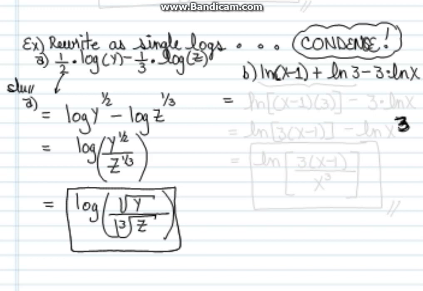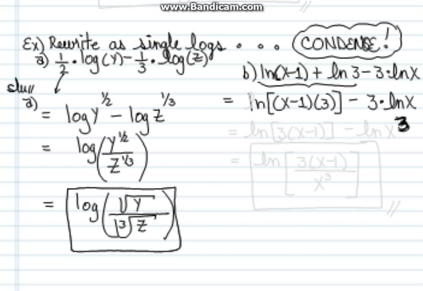They're both base e, and they're being added together, so I can condense them into a single log of the product of each of the numbers. So that's natural log of bracket x minus 1 times 3. And don't forget to bring down the minus 3 times natural log of x.